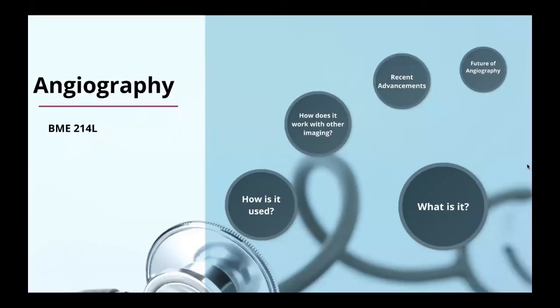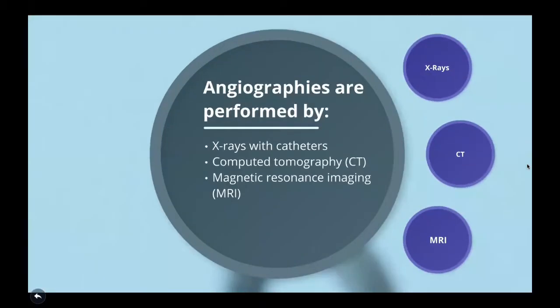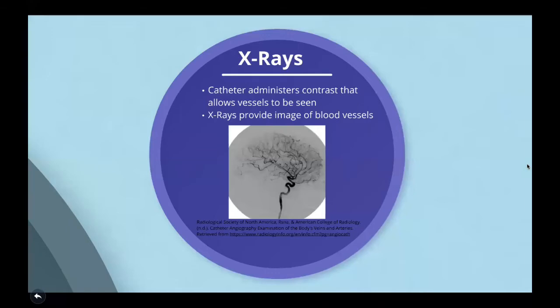Now, there are several different ways that angiograms are used and interwoven with other imaging modalities, and several of them include X-rays, computed tomography or CT scans, and magnetic resonance imaging. The most common one, as I said previously, is X-rays. X-ray angiograms are used by having a catheter administer a contrast that allows the vessels to be seen, and then an X-ray will provide an image of the blood vessels. This image shows a typical X-ray angiogram.